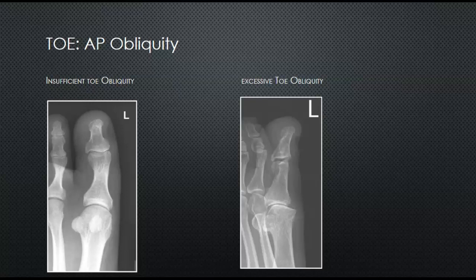And in excessive obliquity, you're going to see more than twice the width of soft tissue present on one side. And you can see right here, there's a lot. We're almost lateral. I think we're over-rotated. We went from lateral to excessively oblique.